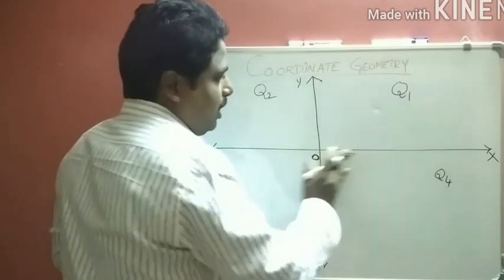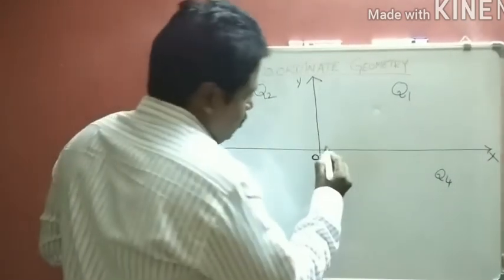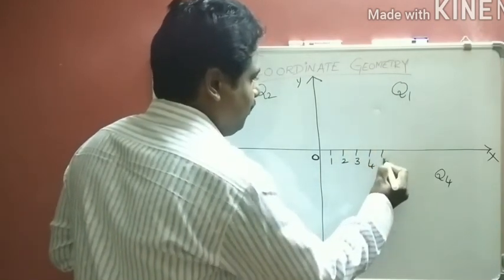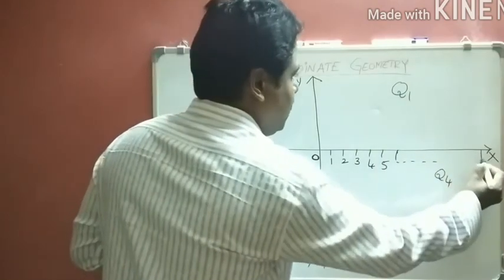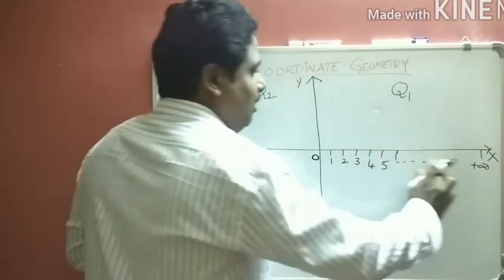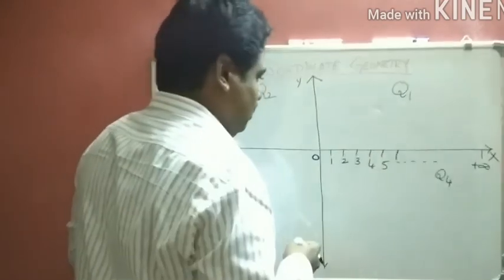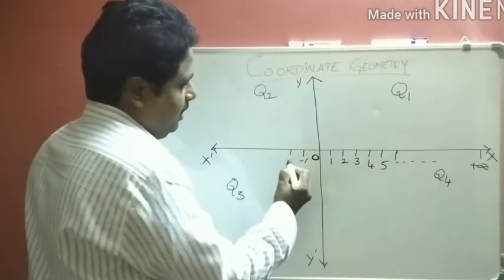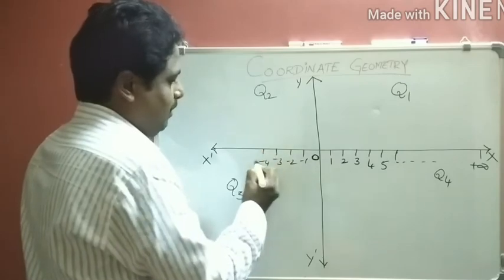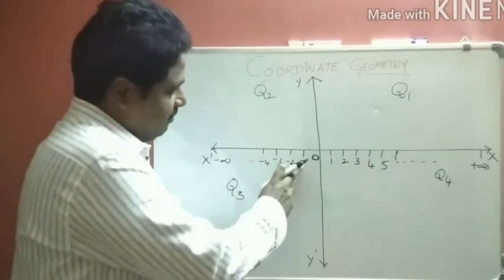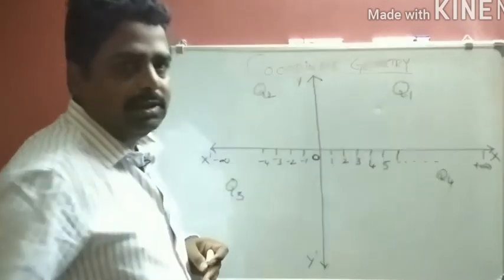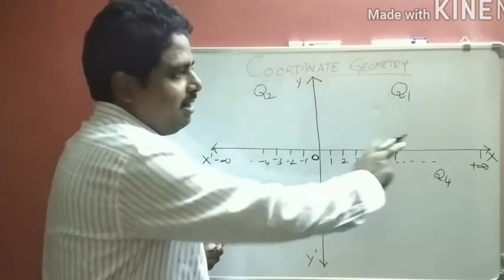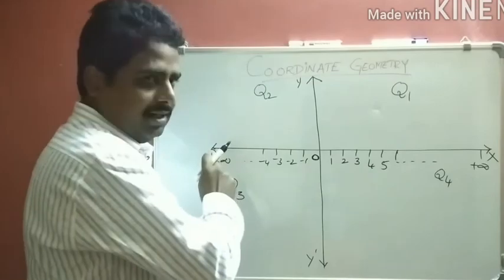We know that to the right side of 0 we have positive numbers: 1, 2, 3, 4, 5 and so on up to plus infinity. These are all positive numbers on the right side of 0 on the horizontal line. On the left side of 0 we have negative numbers: minus 1, minus 2, minus 3, minus 4 and so on, to minus infinity. This horizontal line, X O X dash, is called the x-axis.